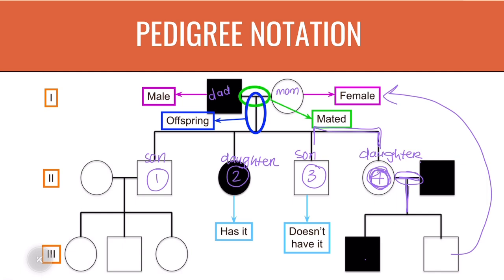If it is shaded in, it means that they have that particular trait that we're tracking. And if they're not shaded in, then it means that they don't have the particular trait that we're tracking. On the side, you'll have Roman numerals, which are just showing the generations. So this pedigree is showing 3 generations of this family.